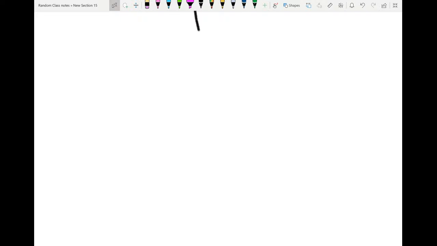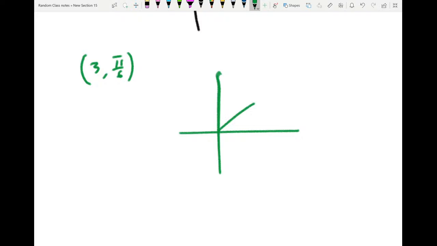Now, what if I give you a problem, say 3 comma pi over 6? I want you to write the same. Let's figure out where this point is going to be. 3 comma pi over 6 would be roughly right over here. But I want to get other polar coordinates that will land on the same point. So you have coterminal angles, right? Pi over 6 is the same as 13 pi over 6.